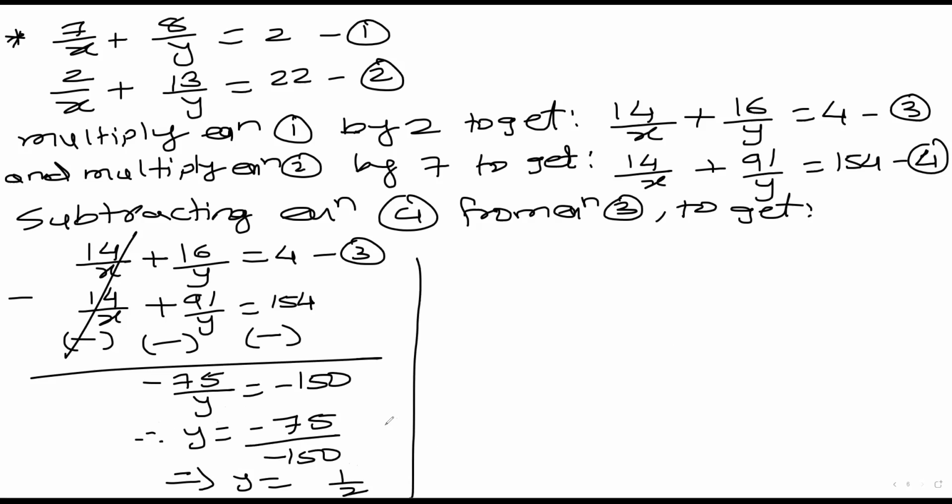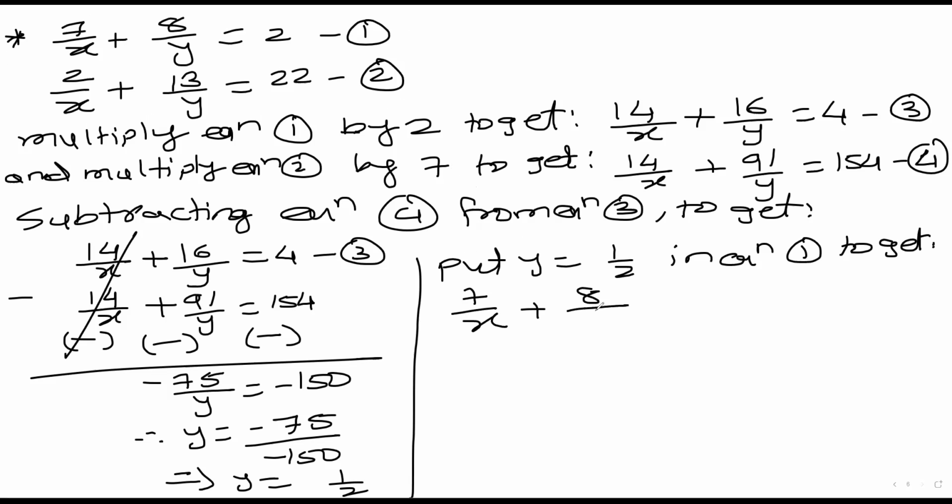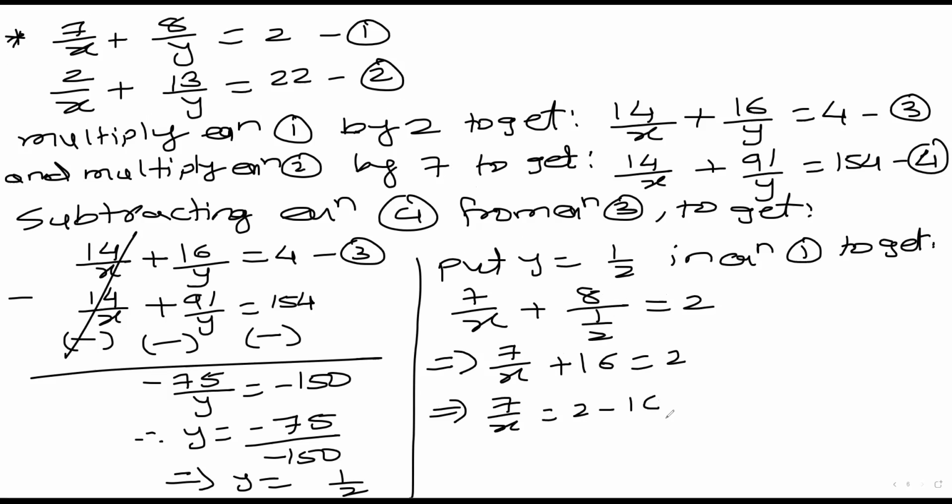Now you have to use this value of y in either equation 1 or 2. You tell me in which equation you would like to use it. 1 or 2? 1. Yeah, 1. So put y is equal to 1 upon 2 in equation 1 to get 7 upon x plus 8 upon 1 upon 2 is equal to 2. So 8 upon 1 upon 2 is nothing but 16. So this implies 7 upon x plus 16 is equal to 2, so 7 upon x is equal to 2 minus 16. Therefore, 7 upon x is equal to minus 14.